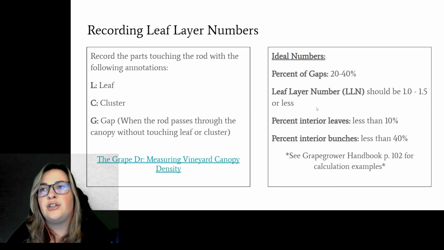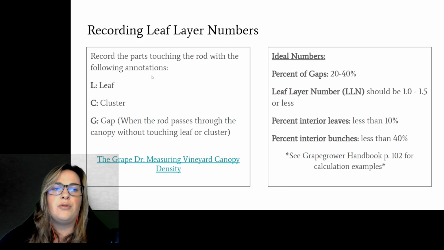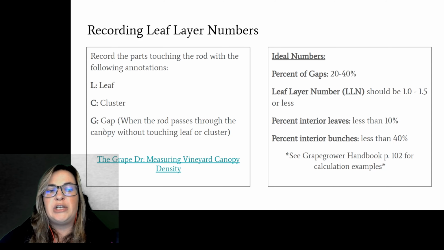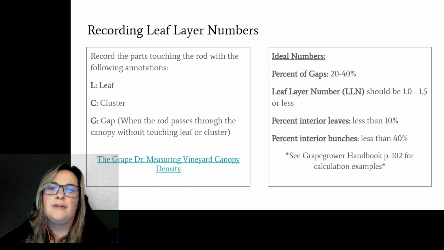So determine your leaf layer numbers, right, for density of your canopy. You would have the annotations for the parts that your rod touched going through the canopy, right? So L would be leaf, C would be cluster, and G would be gap. When the rod passes through the canopy without touching a leaf or cluster, that's considered a gap. And touching shoots doesn't count, right? Because we're trying to just measure the foliage.